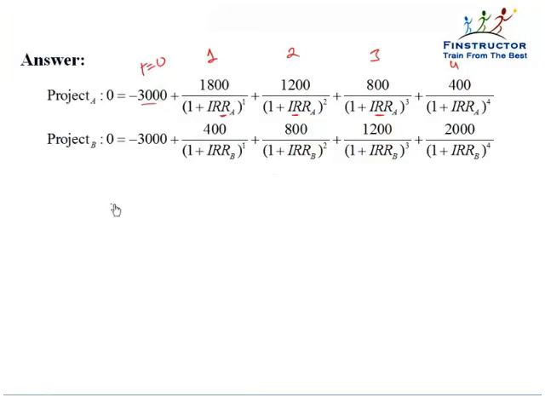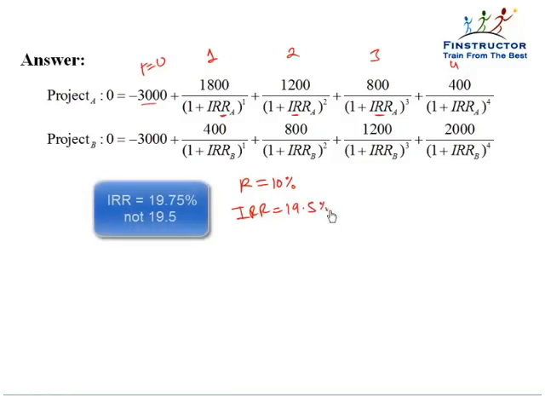So what should we do with project A? Should we accept it or should we reject it? The cost of capital, please recall, was equal to 10%. So if the project is generating an IRR of 19.75%, that means when I'm discounting by 19.75%, the NPV is 0.